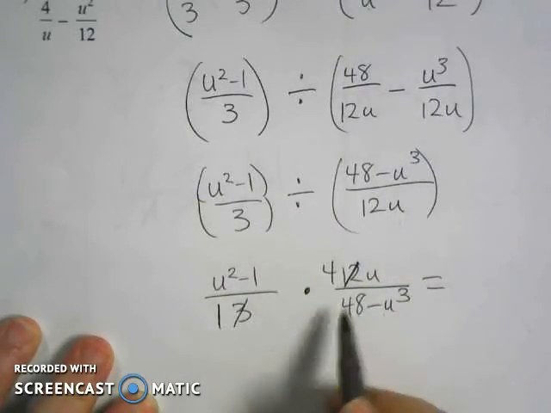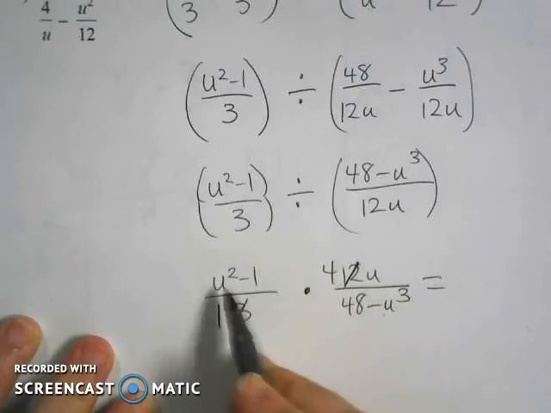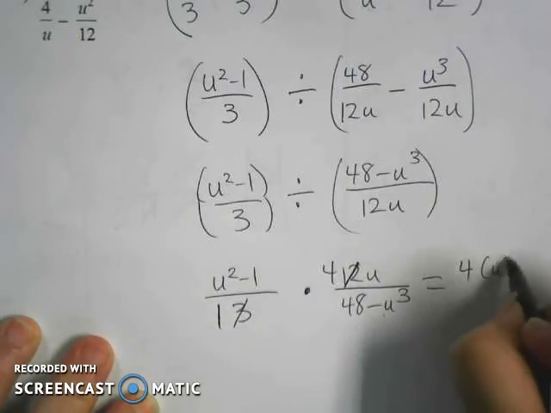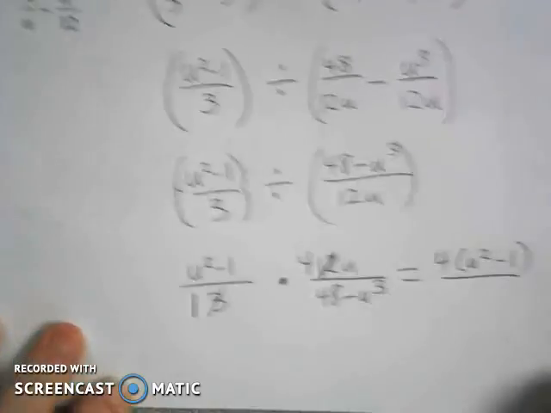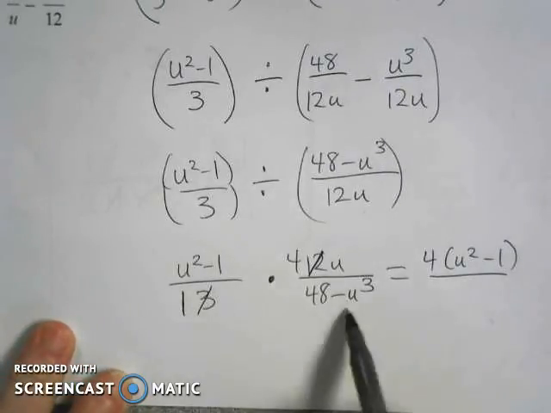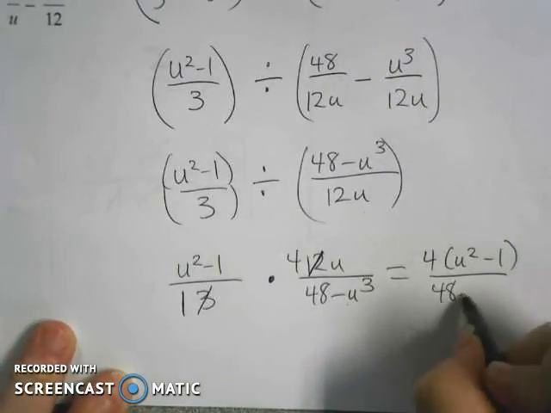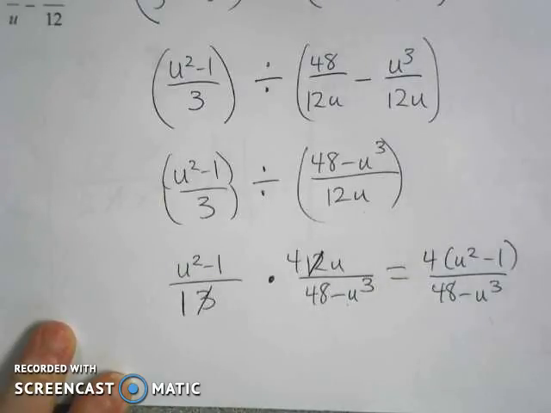Nothing else can be factored. This can't be factored anymore. So I have 4 times the quantity u squared minus 1, and in the denominator, it's just going to be 48 minus u cubed. And because this isn't factorable, there's nothing more that can be done. That's actually my simplified rational expression. So I want to take care of those excluded values.